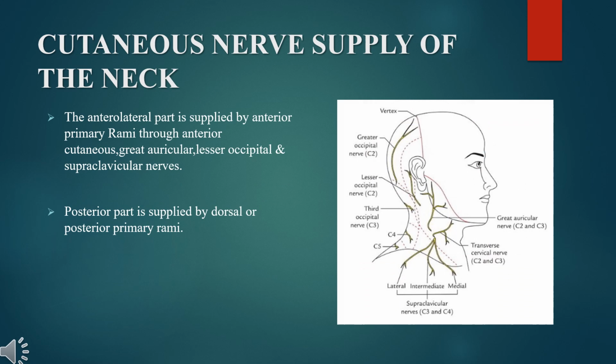Cutaneous nerve supply of the neck. The anterolateral part of the neck is supplied by anterior primary rami through anterior cutaneous nerve, great auricular nerve, lesser occipital and supraclavicular nerves. Posterior part is supplied by dorsal or posterior primary rami of cervical plexus, as you can see in the diagram.